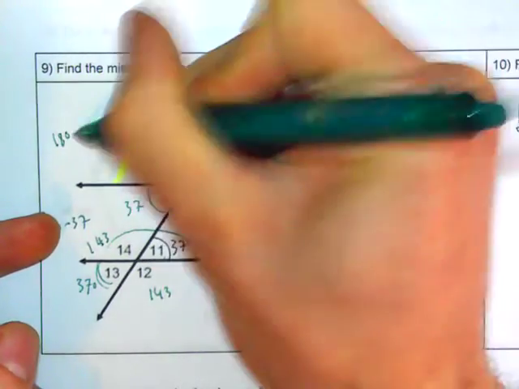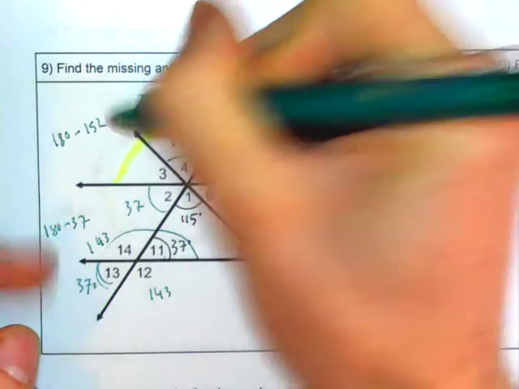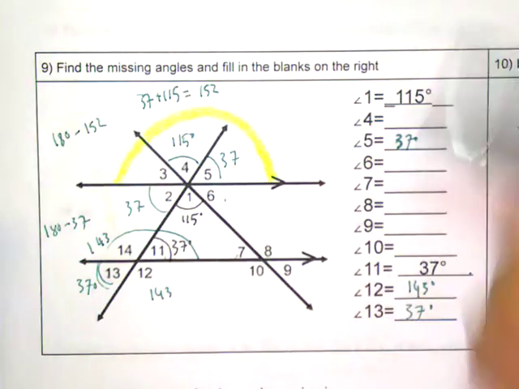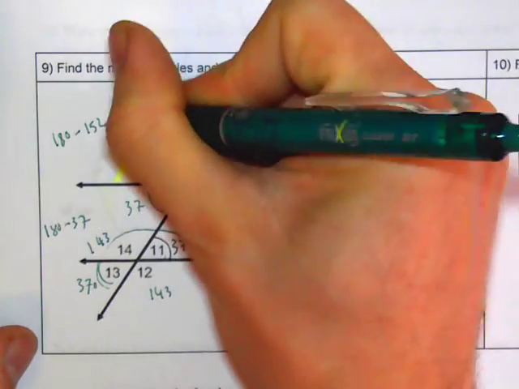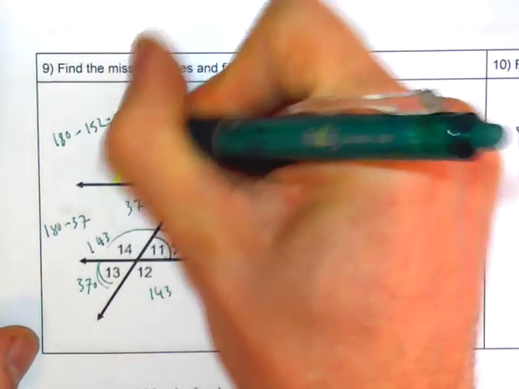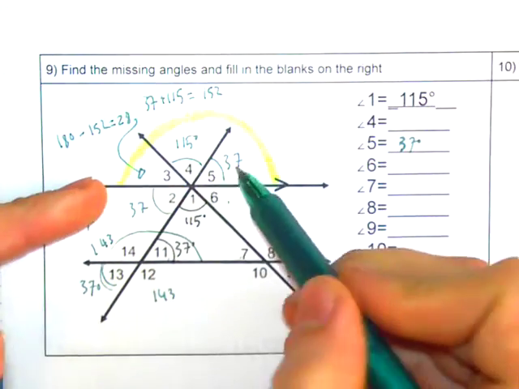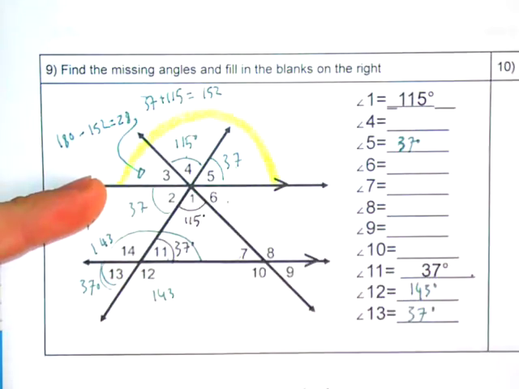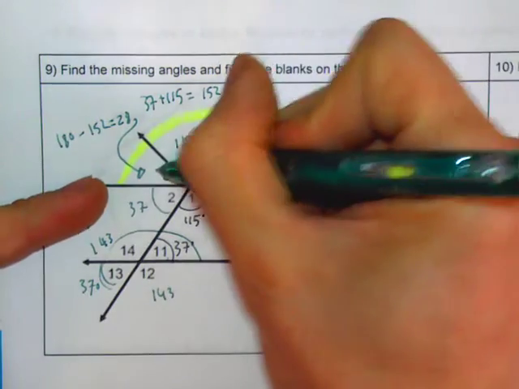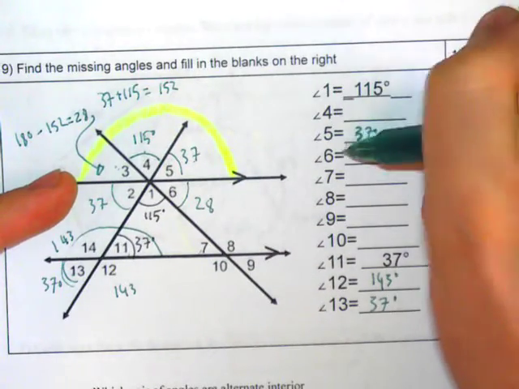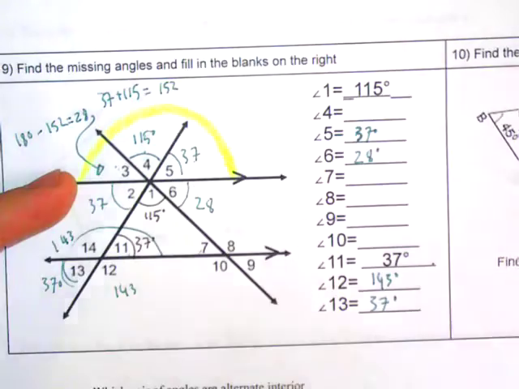So now I'm going to do 180 minus 152, okay? And what does that give me? 28. So angle 3 equals 28, which is this one here. Basically I did 180 and took off these two angles to figure out what this angle over here was going to be. If this is 28, vertical to that is this one, so that's 28. So I know that 3 and 6 are 28. There's no 3, but 6 is 28. Here we go, 28 degrees.